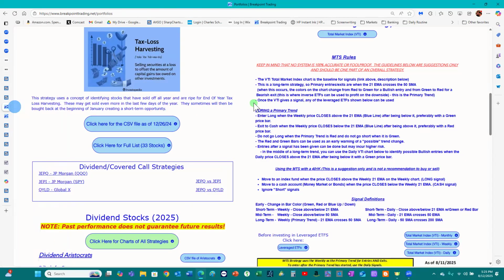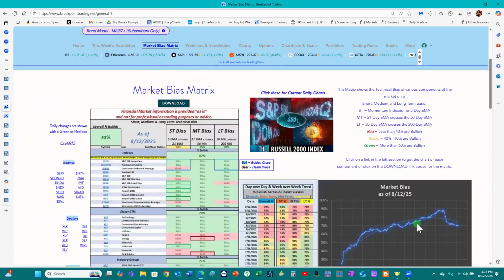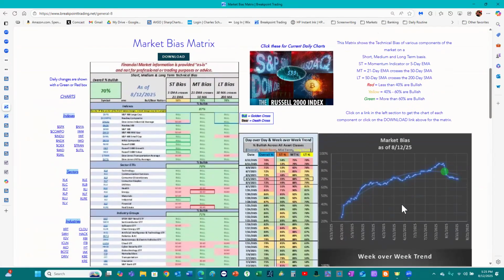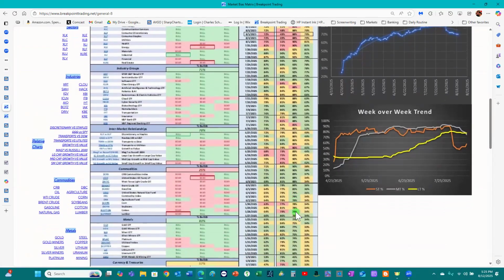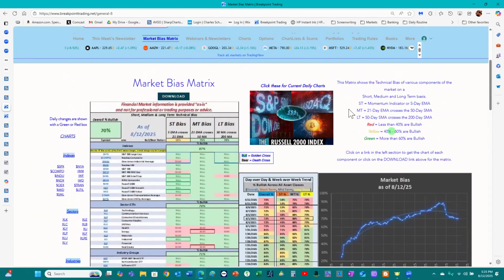Right now, the market is extremely bullish. In fact, let's go back here and look at the market bias matrix page. You can see it's still moving down, actually, so it's not convincingly going back up, although the short term certainly is. That's the one that moves first. So short term is certainly starting to move back up.